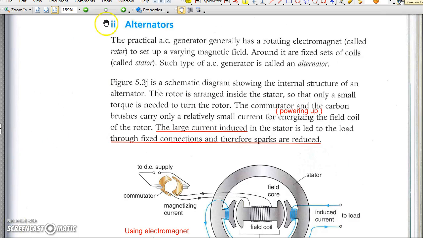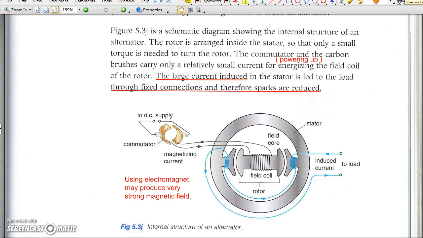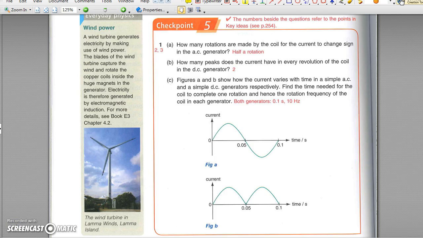2. Alternators. Large AC generators are also called alternators. They are used in power plants and are driven by a steam turbine. Alternators have rotating magnets, which are electricity powered. Electromagnets may produce a very strong magnetic field, and fixed connections of the coil avoid sparks when large current flows through a movable contact. Now please do check point 5.